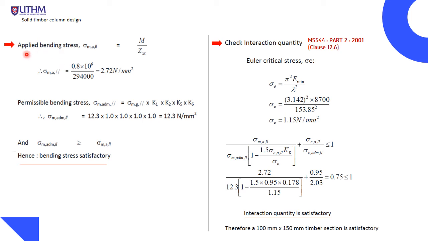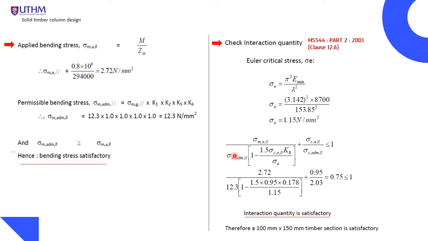Now we calculate the applied bending stress using M over Z. We get 2.72 Newton per millimeter square. For the permissible bending stress, the equation is grade bending stress times modification factors K1, K2, K5 and K6. We get 12.3 Newton per millimeter square. Since our permissible bending stress is more than the applied bending stress, the bending stress is satisfactory.